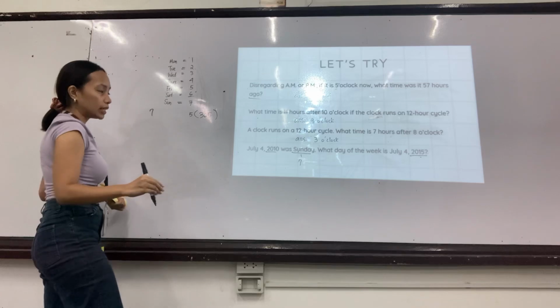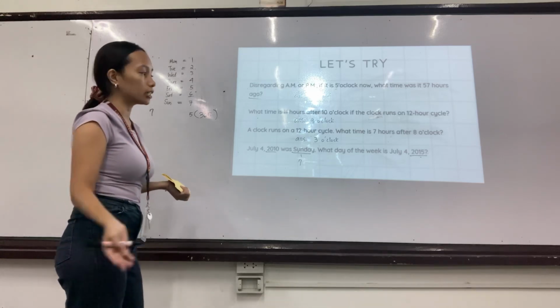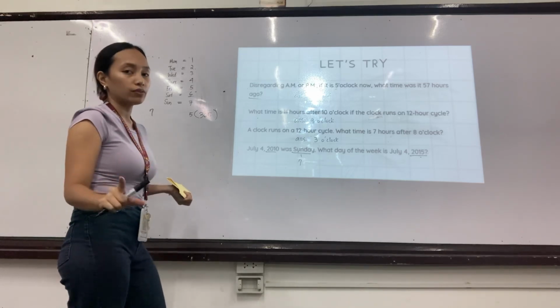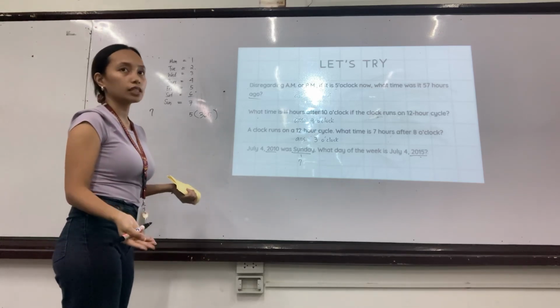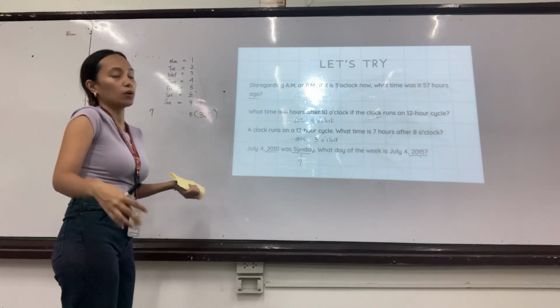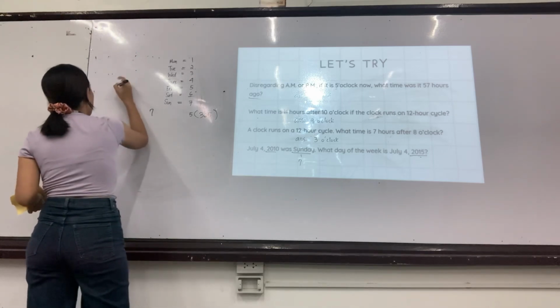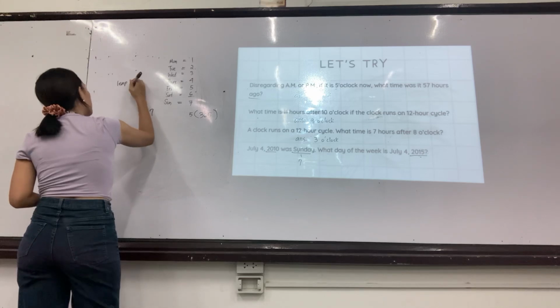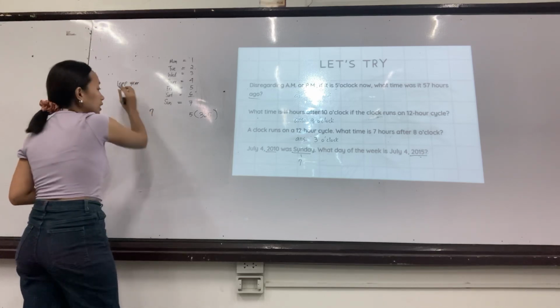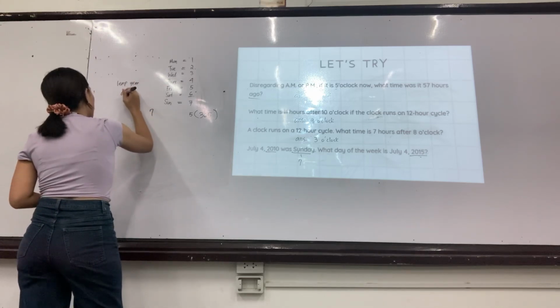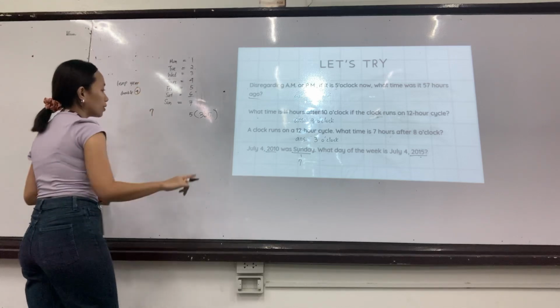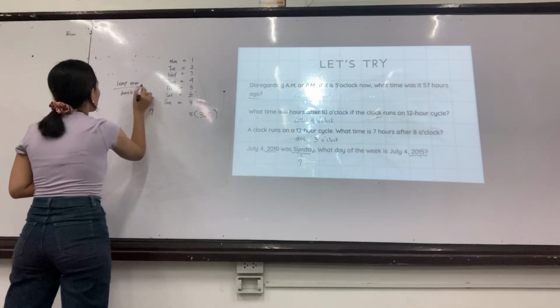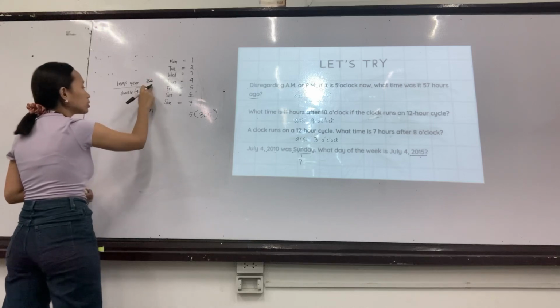But we have to be careful because not all the years are 365 days. Some can consist of 366 days, which we call a leap year. So a leap year can be identified if the year number is divisible by 4. So that's the easiest way to identify if a year is a leap year. So a leap year has 366 days, okay? So take note of that.